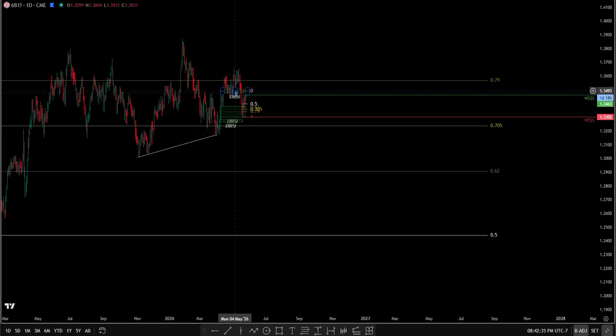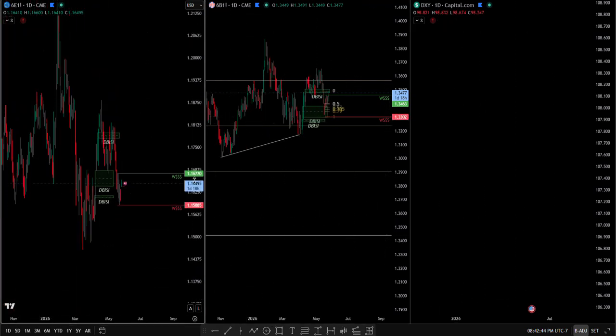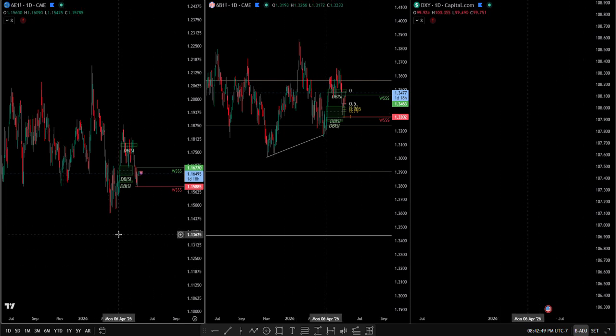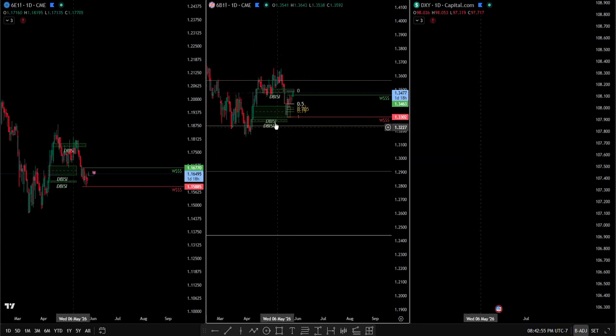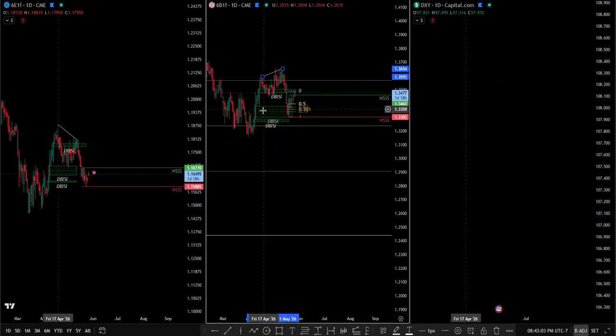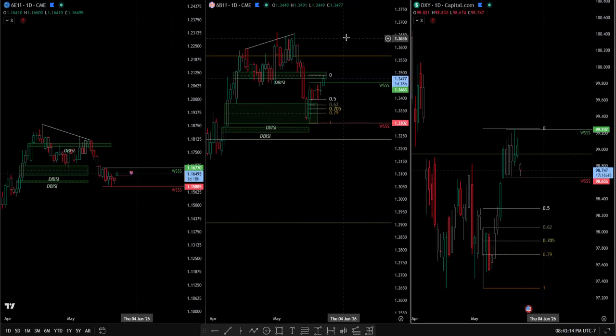So we have to see what happens, man, because we are. That is a big SMT though. If this fails, right? If this is a failure swing, we have another SMT right here too, though. I see this SMT with this SMT. So it's tough right now. It's tough. Dog, it's tough. I have to see what happens. I'm gonna wrap it up right there.